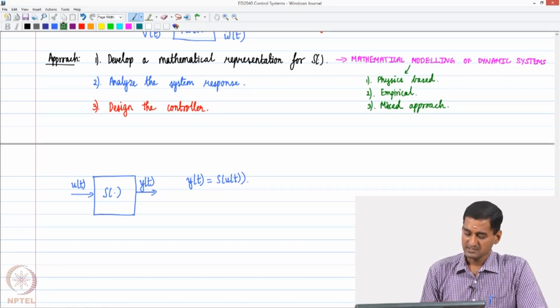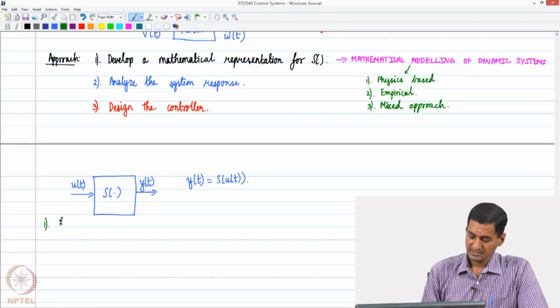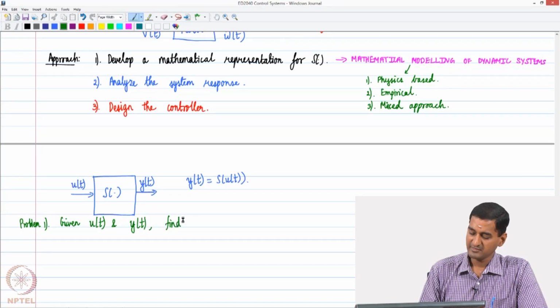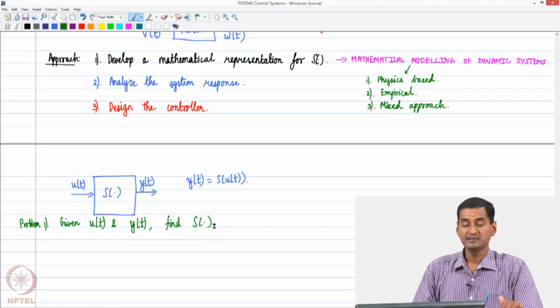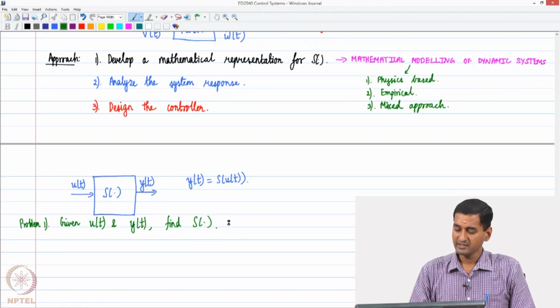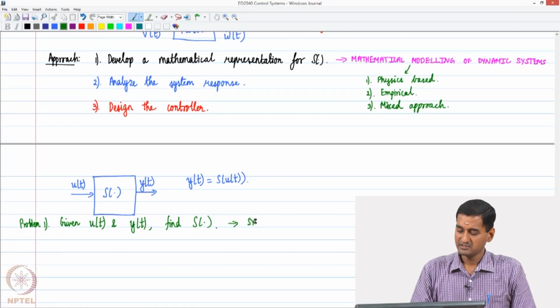Now let me call this problem 1. The first problem I want to solve is that, given u of t and y of t, we are asked to find the mapping S that relates the input u of t and the output y of t. This problem is what is called the problem of synthesis.